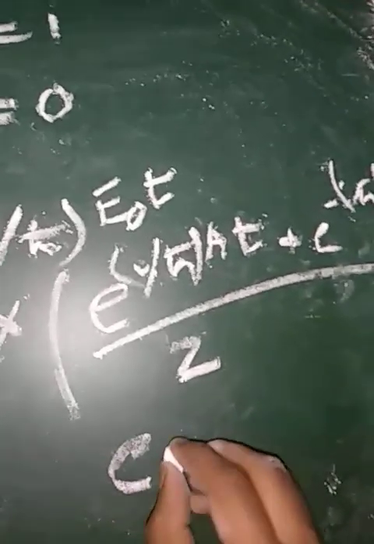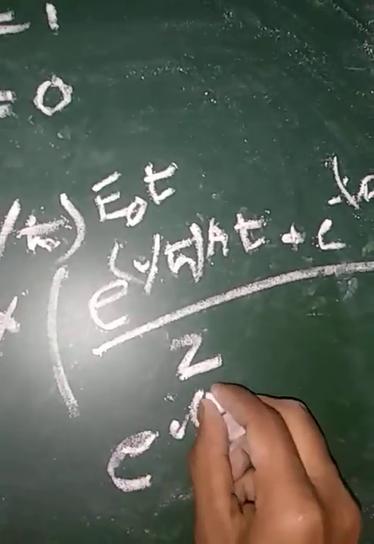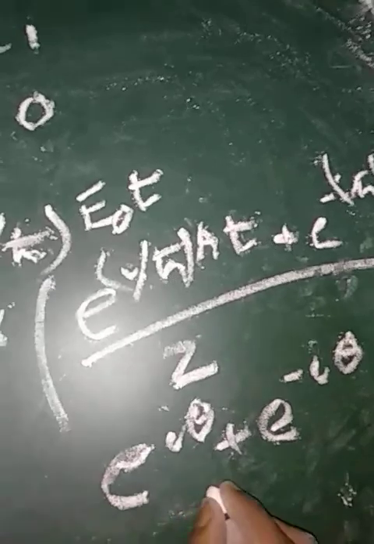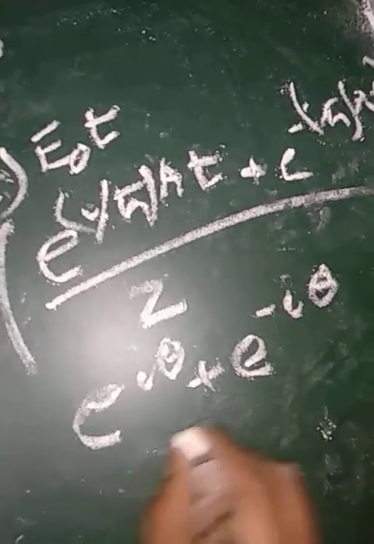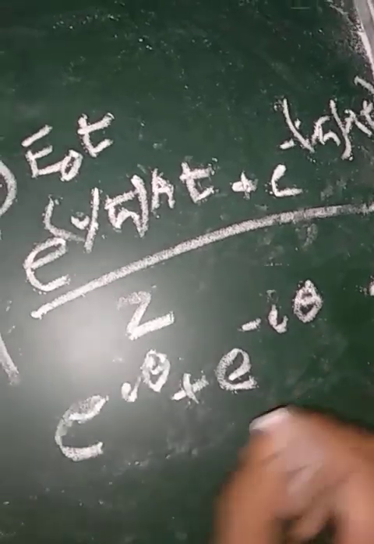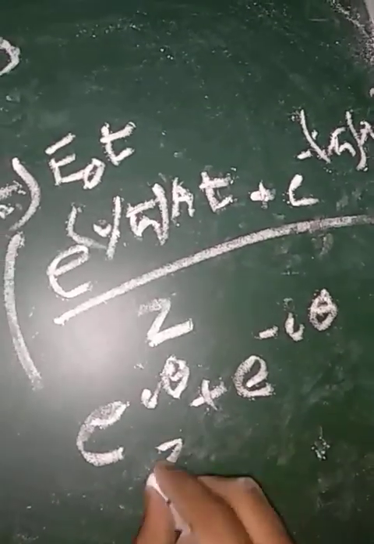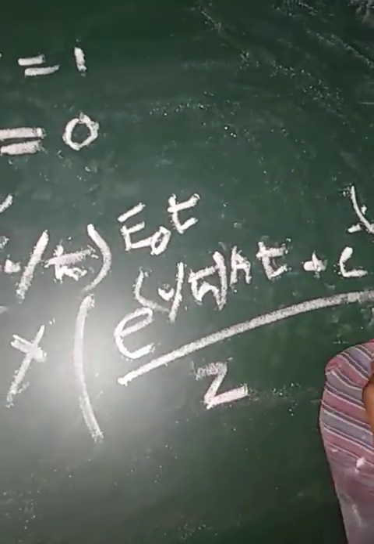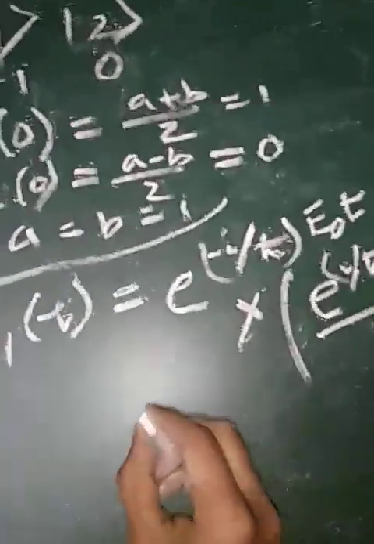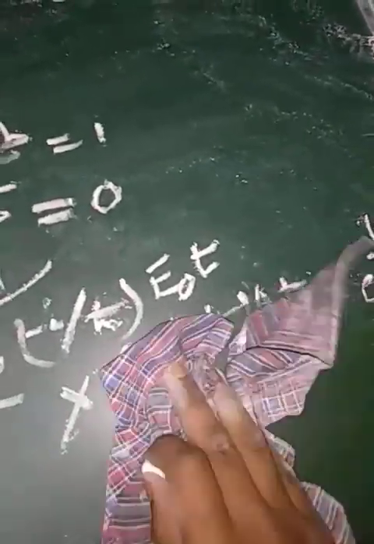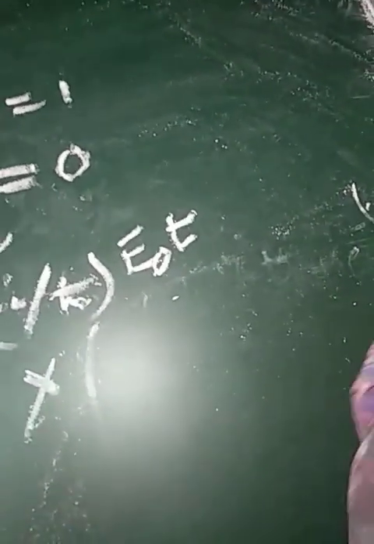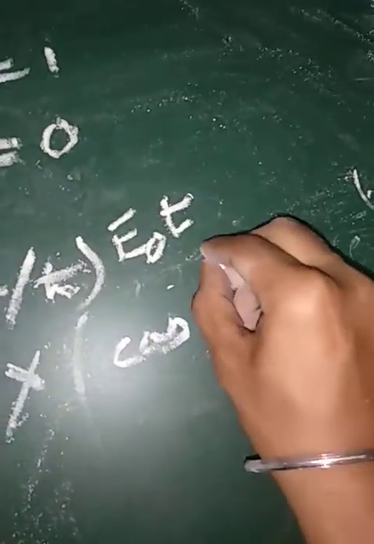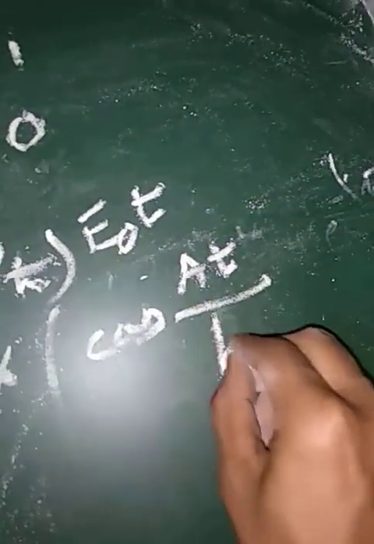If we have e to the power i theta plus e to the power minus i theta, the first gives cos theta plus i sin theta, isn't it? The second gives cos theta minus i sin theta. The i sin theta cancels, leaving 2 cos theta. So the 2 cancels out, and only cos theta remains, and this is cos At by h cut.